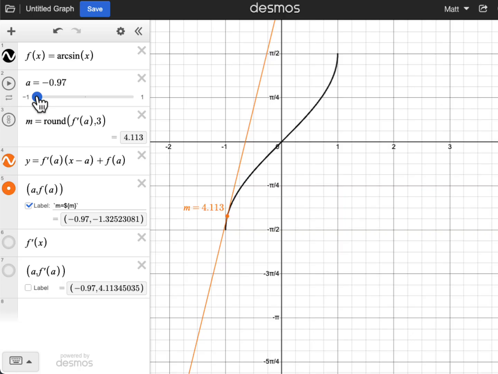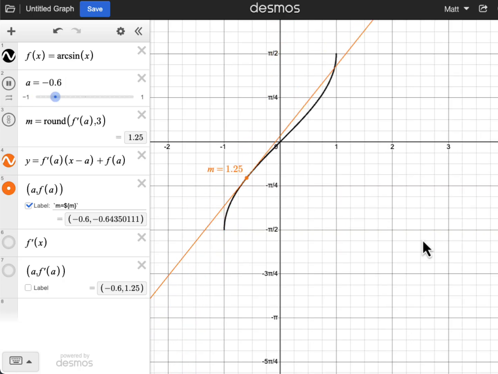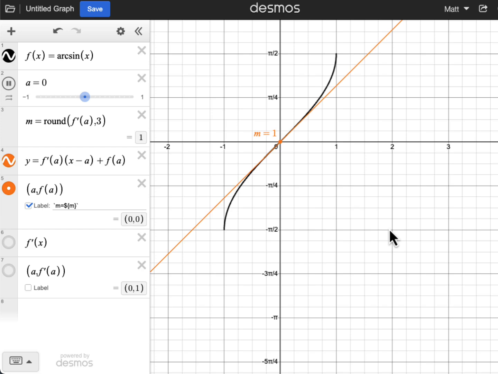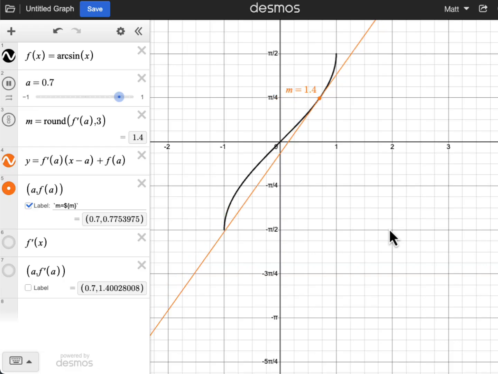Here I'm now using technology to show what I was imagining. At this point, the tangent line has a slope of about 4.1. And as the point moves, we can see that the slope is decreasing. At the origin, the slope is as low as it gets, 1. And then as we continue to move, the slopes increase again, getting steeper and steeper.